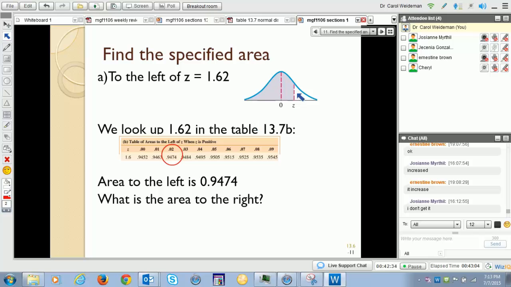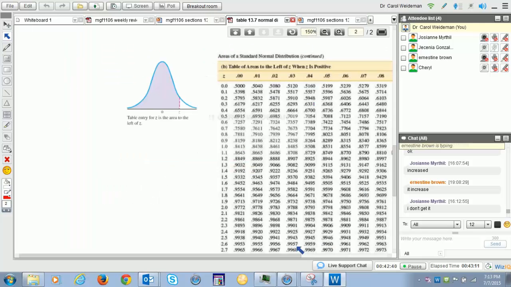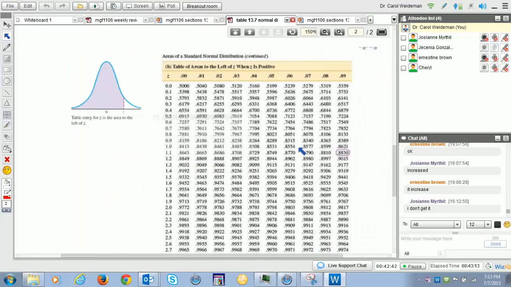The table tells you that area to the left. So I went to the table. Here's the table. This is the same one that they use in my math lab. And I went down on the second part of the table for the positive z-score. So I went down to 1.62. So the area to the left of a z-score of 1.62 is 0.9475. So about 95% of the data lies less than a z-score of 1.62.